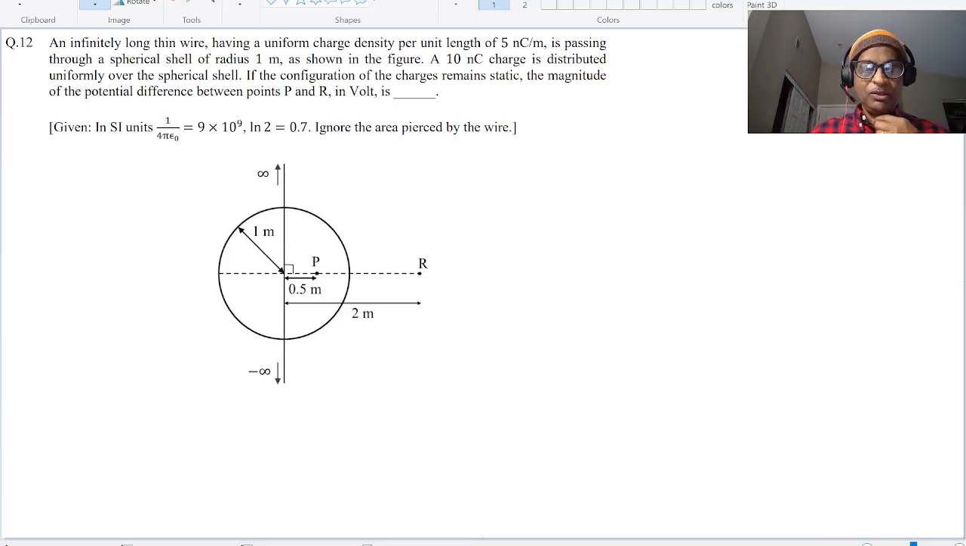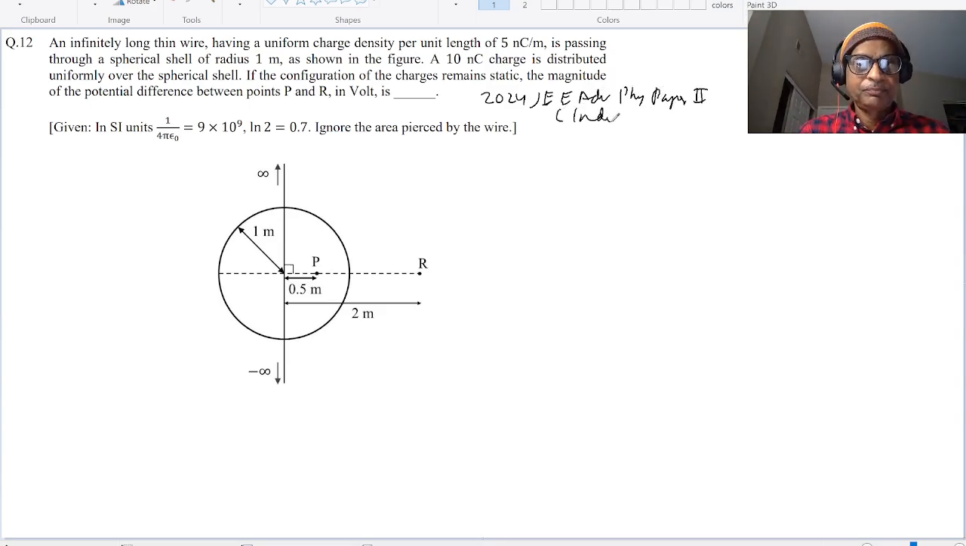So today we are continuing to do the problems from the 2024 JEE Advanced Physics Paper 2. Okay, and this is from India. This is actually an interesting problem of superposition and Gauss's law and all kinds of stuff. Two concepts here: superposition and Gauss's law.